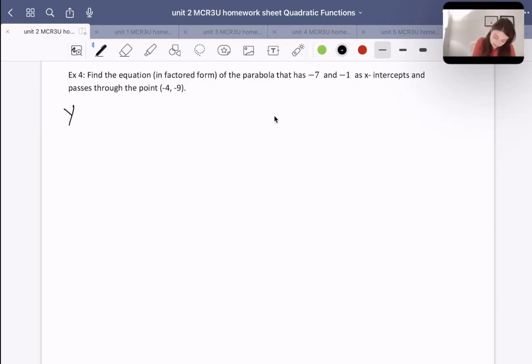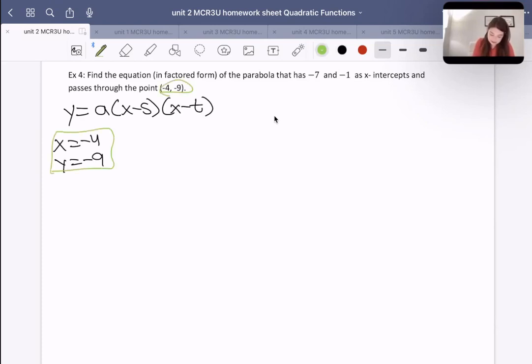So again, we know that all factored form equations have this: y equals a times x minus s times x minus t. And we know in this case that x is equal to negative 4 and y is equal to negative 9 is a point. Of course, there are many other points, but this is the point we know, so this is the point we'll use. And then s equals negative 7, t equals negative 1. I've got them from these zeros, or x-intercepts. And then I'm going to plug all these numbers in, find the a value, and therefore know that third element of the equation we don't know, and be able to write out the equation.